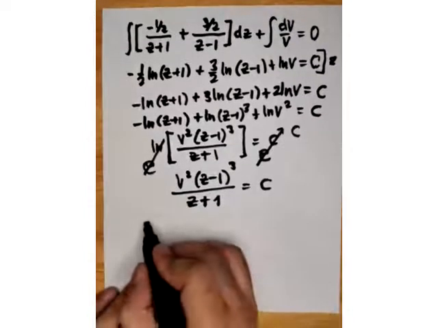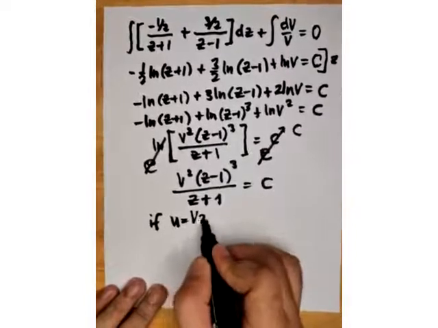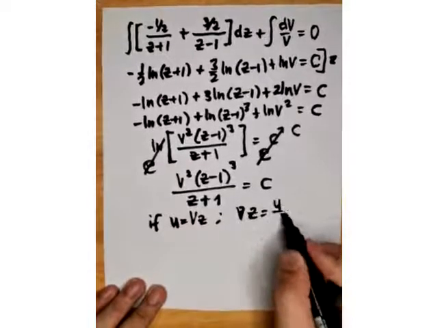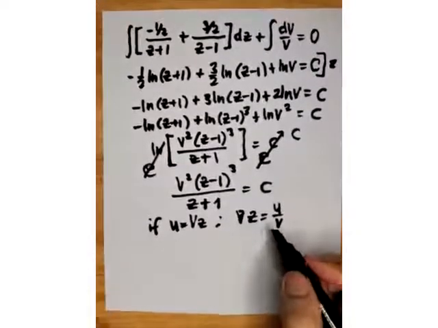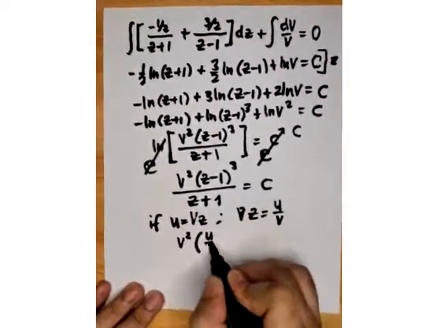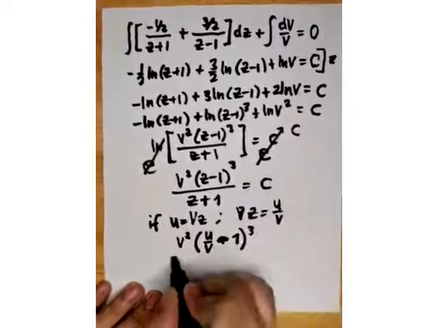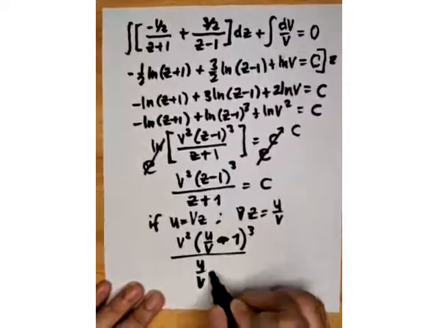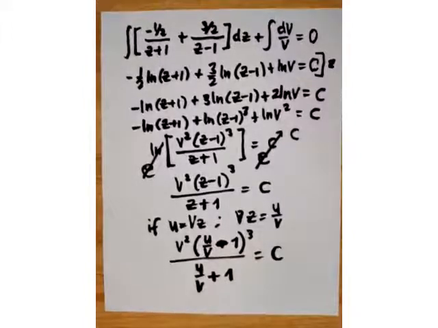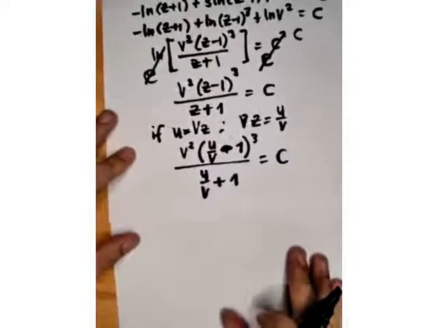So we let, kasi if u is equal to vz, so therefore, hindi pala, z is equal to u over v. Now substitute u over v dito. So we'll have v squared times u over v minus 1 cube over u over v plus 1 is equal to c. Simplify nyo muna bago tayo mag-proceed sa susunod kasi baka mahirap siyang i-simplify. Okay, so simplify muna natin.